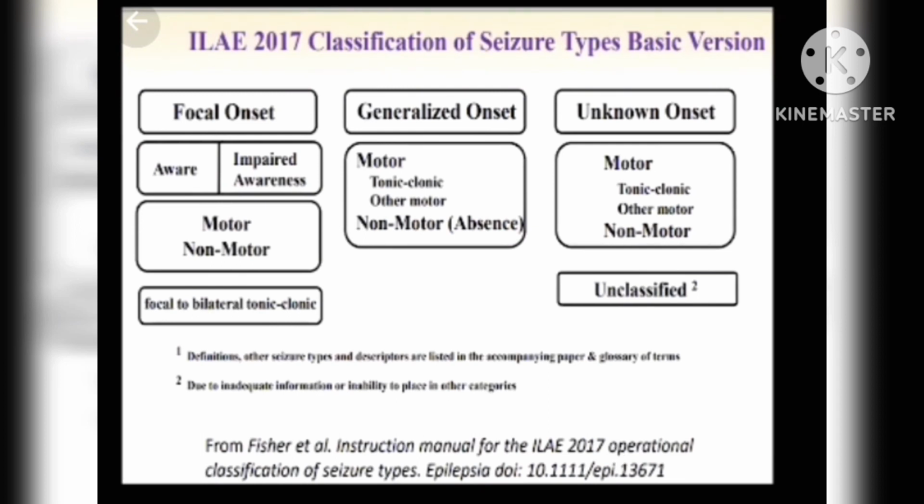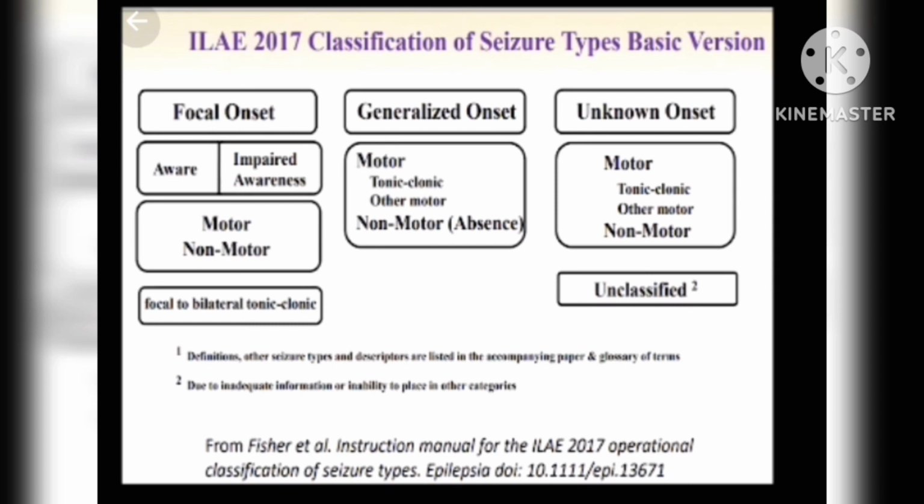Now let us look in a little more detail at what a focal onset is, what a generalized onset is, and so on. So, focal onset. Focal means a small part of the brain is involved. And there are two important points here. You may have a focal seizure, but the patient may be fully conscious and aware. That is what is called a focal aware seizure. Or the seizure may be focal, but still the patient may become unresponsive.